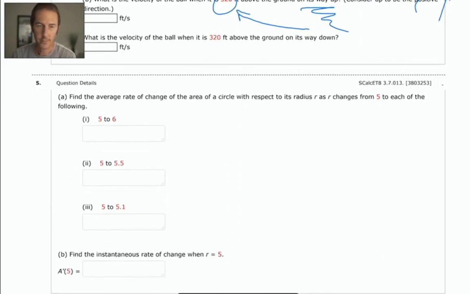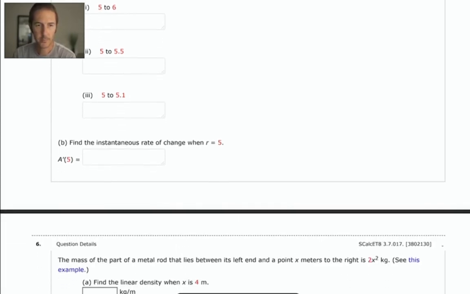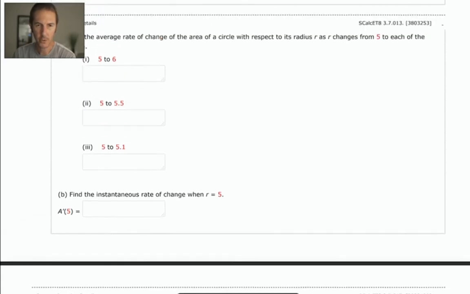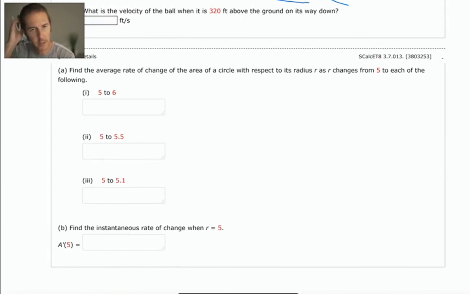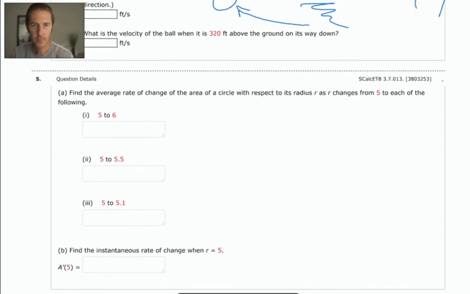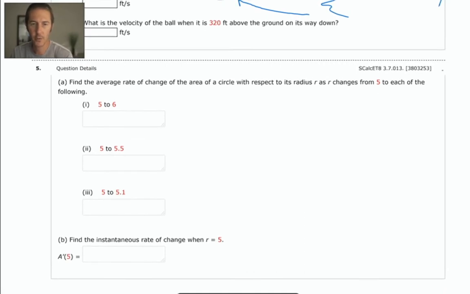Average rate of change, that's y2 minus y1 over x2 minus x1. Part B, instantaneous rate of change. Take your original equation, take the derivative and plug in an r value of 5. So we've transitioned a little bit. This question: find the average rate of change of the area of a circle with respect to its radius r as it changes from 5 to these various numbers.